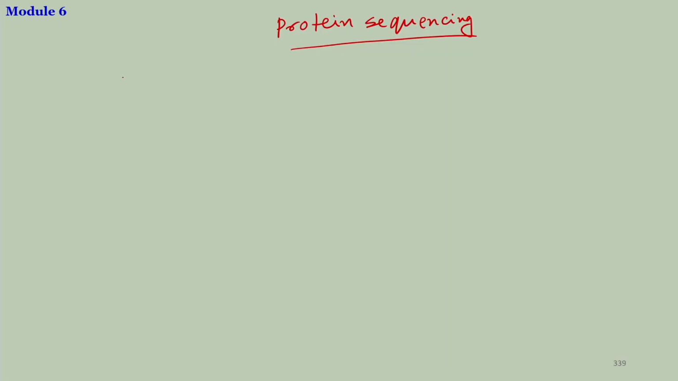So, before going to the actual sequencing of the protein, what most people do is to find out first what is the composition of the protein, what amino acids are involved and in how many quantity. So, at first we need to know the composition of a given protein.